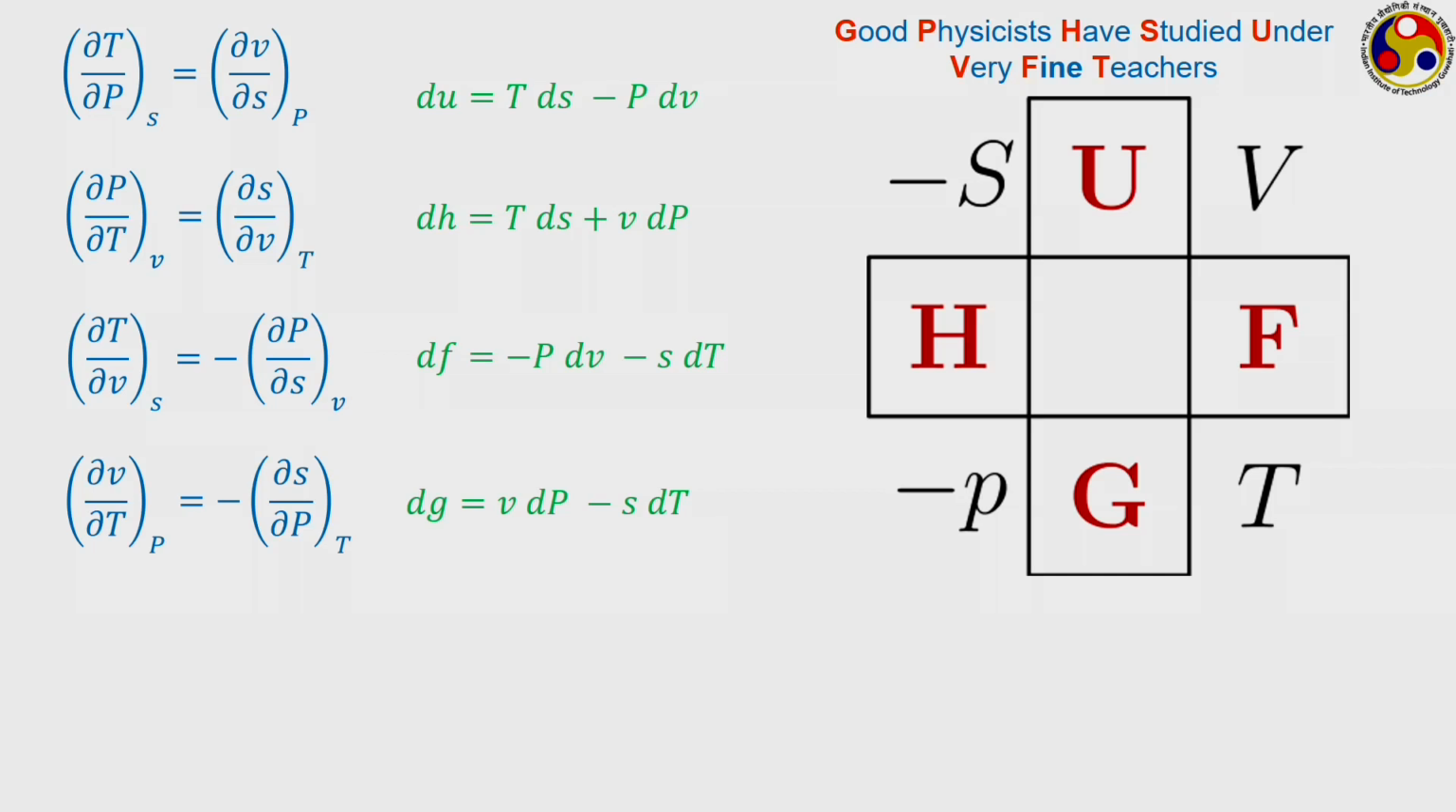A good physicists have studied under very fine teachers. So, good, the G is there, and then we go in the clockwise direction, in this particular direction. So, we have G, P, H, S, U, V, F and T to finish. Just repeating it once, good physicists have studied under very fine teachers. There is nothing in between. So, this way we represent by going in the clockwise direction and making use of this particular mnemonic.